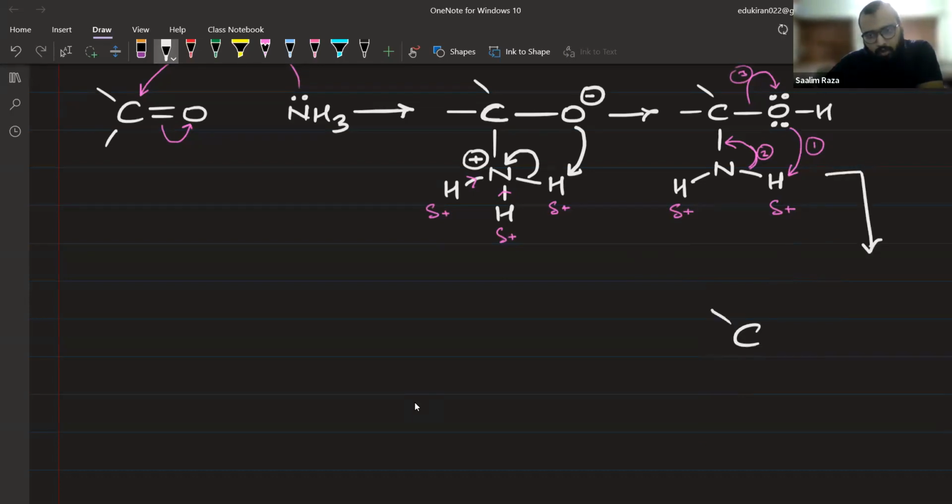You have carbon. The 2 bonds are as it is, doubly bonded with nitrogen, further attached with 1 hydrogen. This is the end product. And you will have minus H2O. Water is leaving from here.